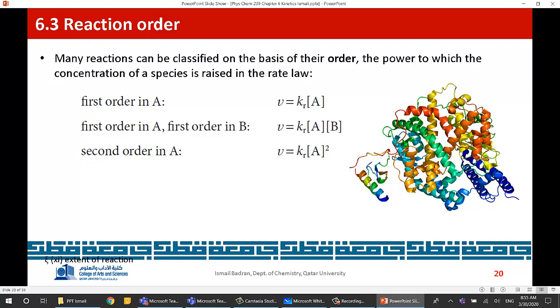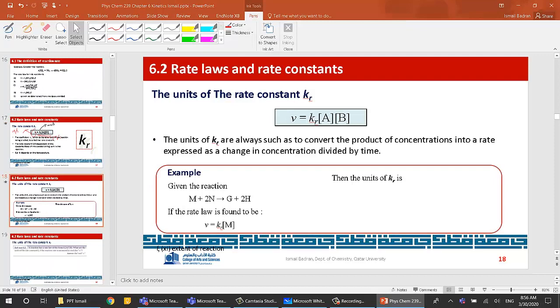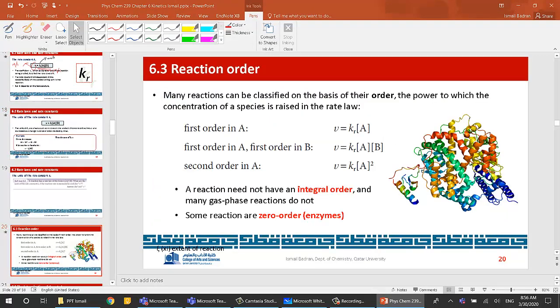So let's go back. First order in A means A to the power 1. This could also be A power 1, B power 1. So we say this is first order in A, first order in B, so it's totally second order. Or we can say V is equal to Kr times A squared, which is second order in A. So I can give you one more example here.